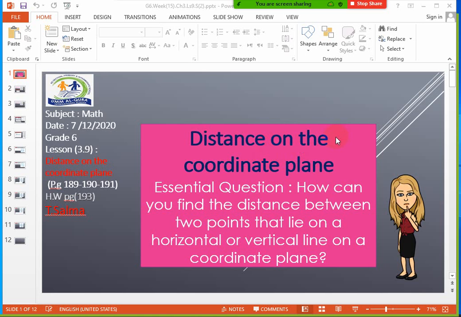Girls, today we will start a new lesson. It's distance on the coordinate plane. Today we will talk about how we find a distance between two numbers or two points that lie horizontally or vertically. So we will find the distance between two points that lie on a horizontal line or vertical line in the coordinate plane. So let's start with the first example.